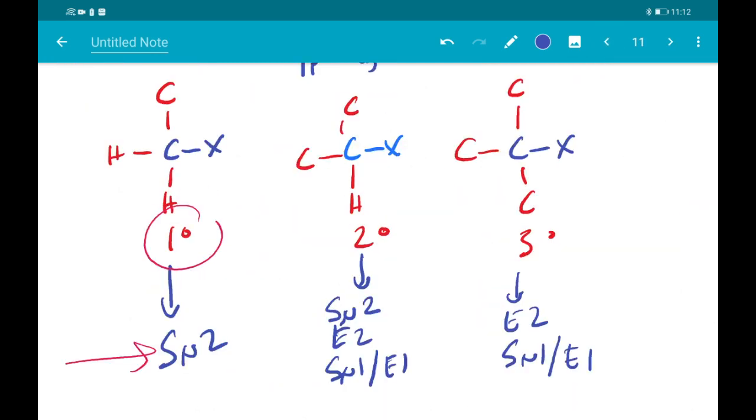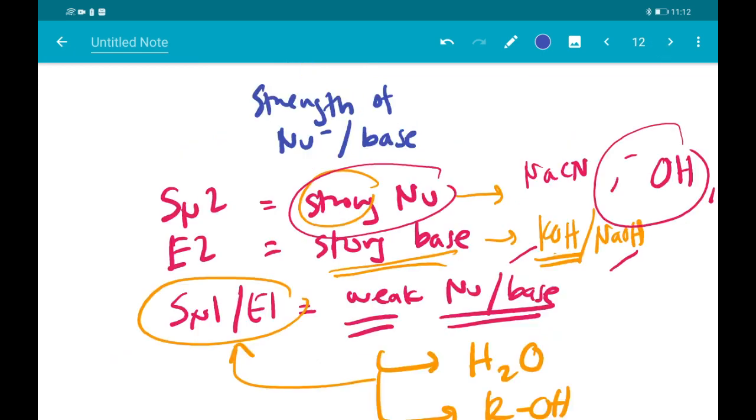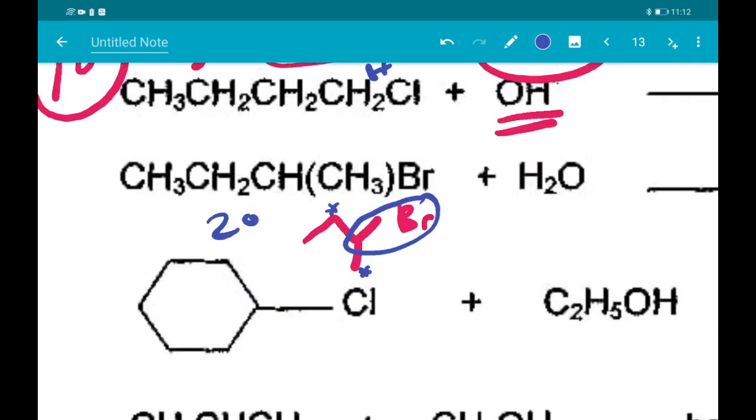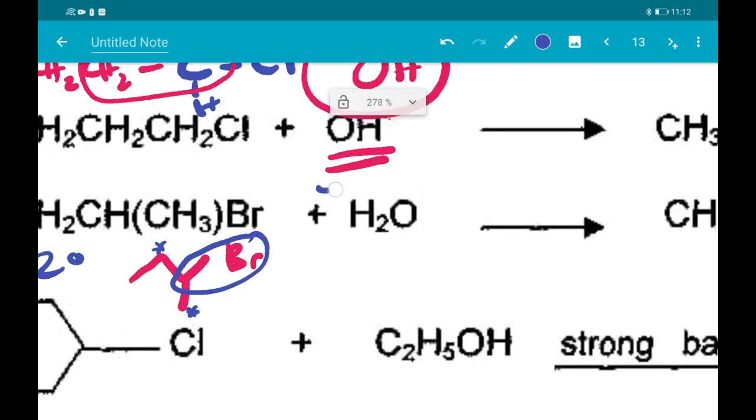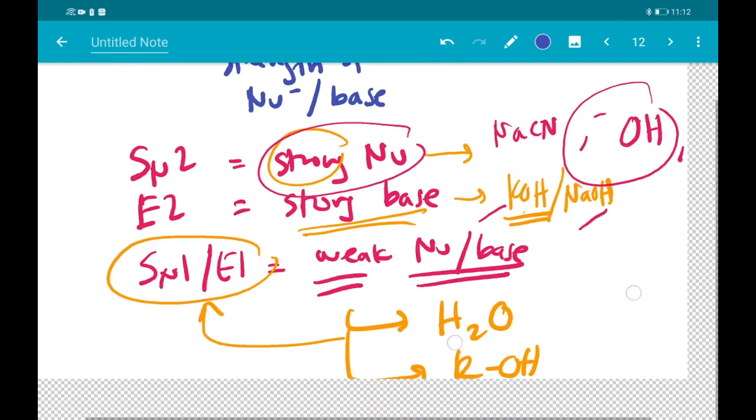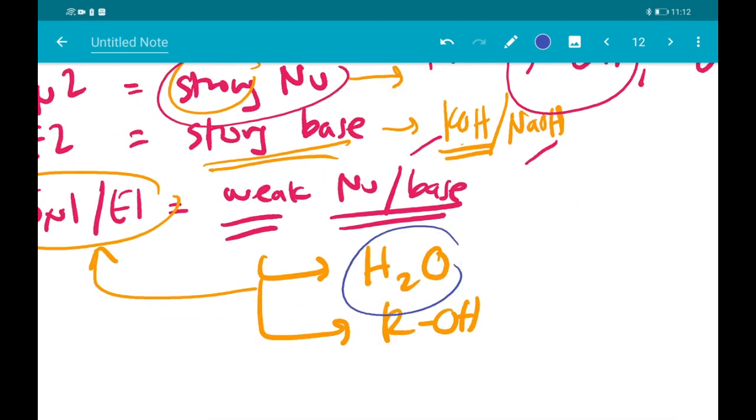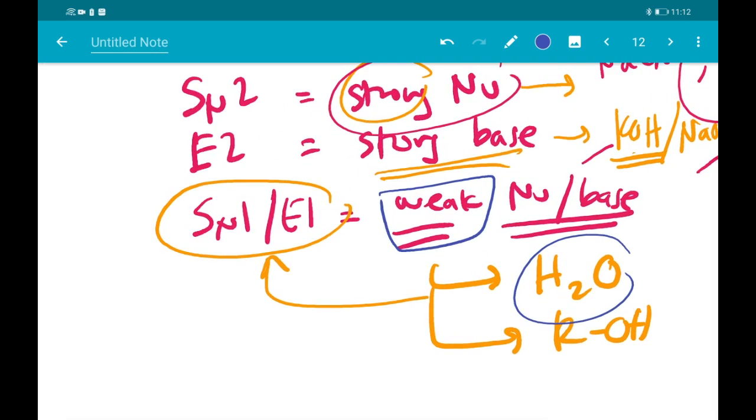Let's take a look at the comparison. You have the CX and it is attached to 2 carbons. This will be a secondary. The problem with the secondary alkyl halide is it can be SN2, E2, SN1, and also E1. That's why we need to check further with the type of nucleophile or base that we're using. In this case, we are using water. If we check back the types of nucleophile, you can see that water belongs to the weak nucleophile or base, meaning that it will prefer either the SN1 or E1 reaction.